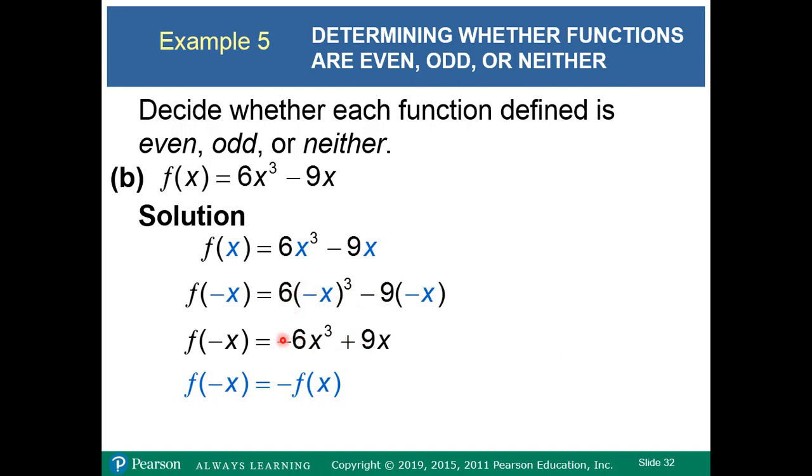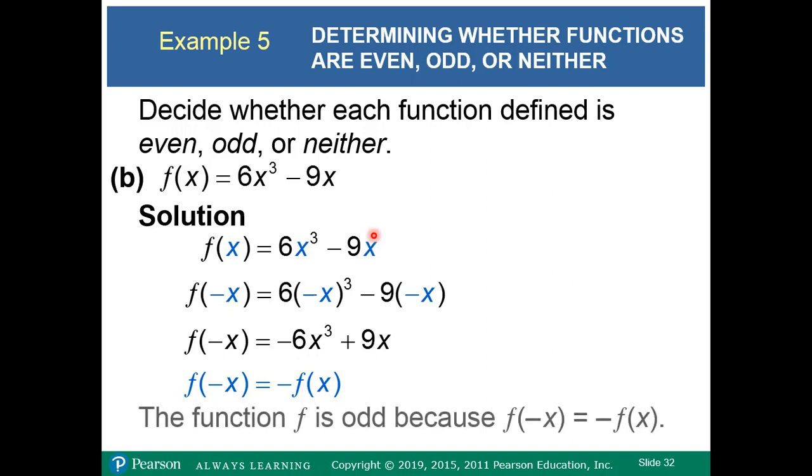Now if we pull out the negative sign, we get the opposite value of 6. We get the negative of the quantity 6x cubed minus 9x, which turns out to be the opposite value of f of x. And so this is an odd function. But also notice that all of the exponents on the variable are odd. So if all of the exponents on the variable are odd, you have an odd function. If all of the exponents on the variable are even, then you have an even function. Okay?